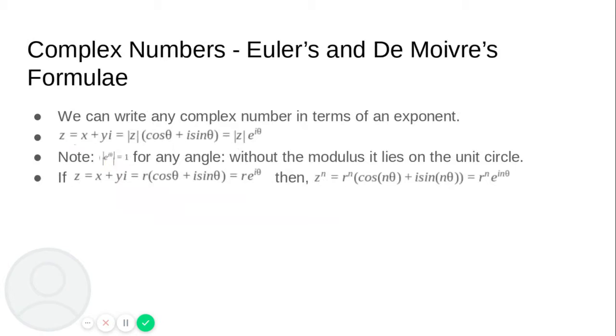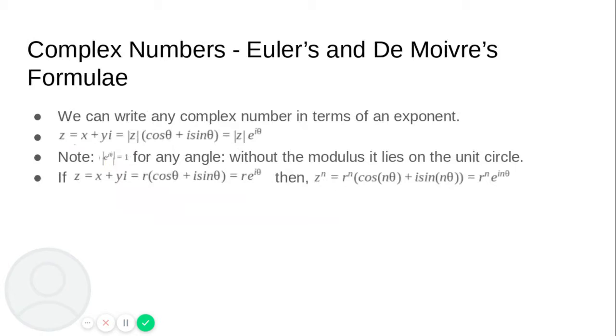So if z equals x plus yi, this equals r times cos theta plus i sine theta, where r is the modulus of z, so it's the length of that position vector. Then this equals r e to the i theta. Then z to the n is equal to, as we went over, r to the n times cos n theta plus i sine n theta.